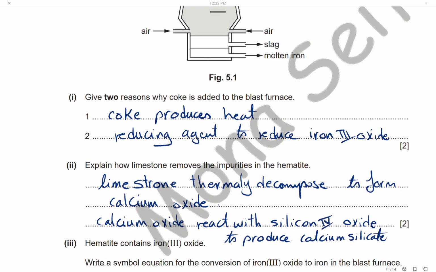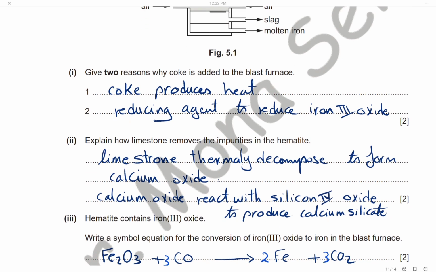Explain how limestone removes impurities in hematite. First, limestone decomposes by heat to form calcium oxide and carbon dioxide. Then, because calcium oxide is a basic oxide, it will react with the acidic oxide silicon 4 oxide. This is a neutralization reaction to form calcium silicate. This is how the impurity is removed, because the impurity here is silicon 4 oxide. So calcium oxide reacts with the impurities to form calcium silicate, which is the slag that can be removed.